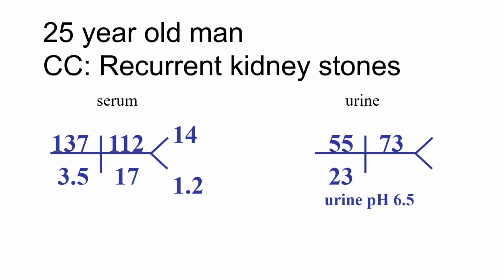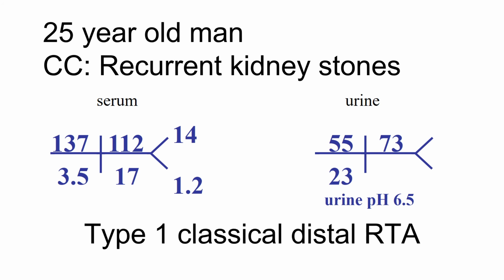Here are a couple of cases to see if you can practice what we have reviewed so far. You have a 25-year-old man, and the chief complaint is recurrent kidney stones, right? When you look at the labs, you see that the bicarbonate is low, and the potassium is low, so a hypokalemia with low bicarbonate levels. And you've got some urine labs here with a urine pH, right?